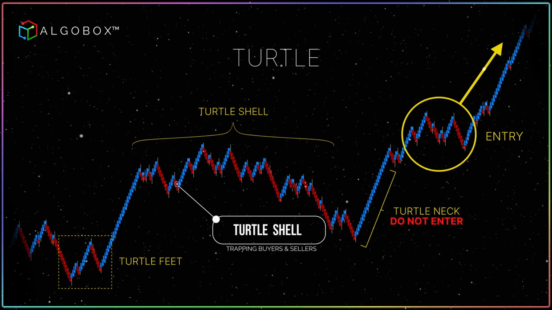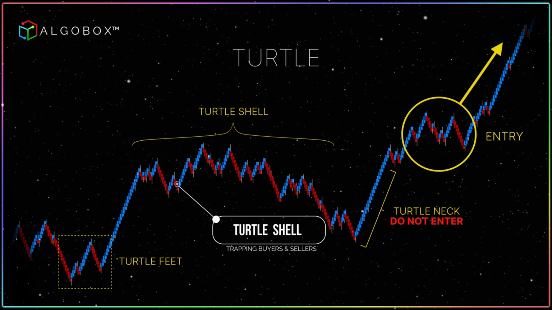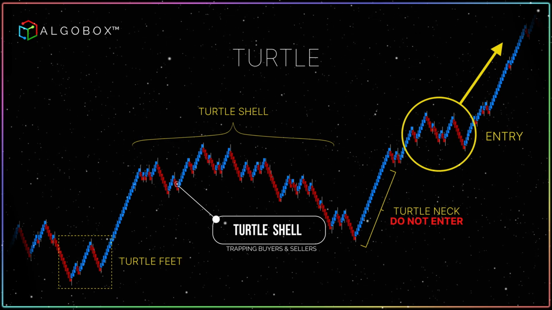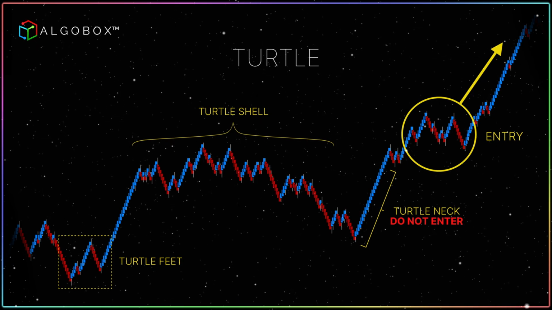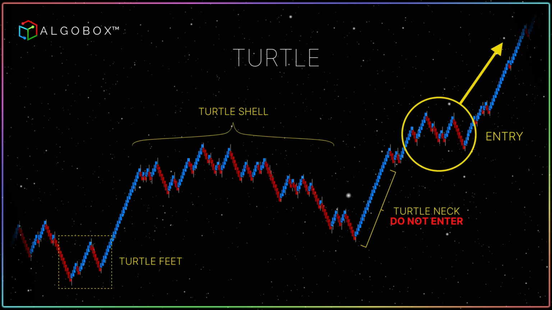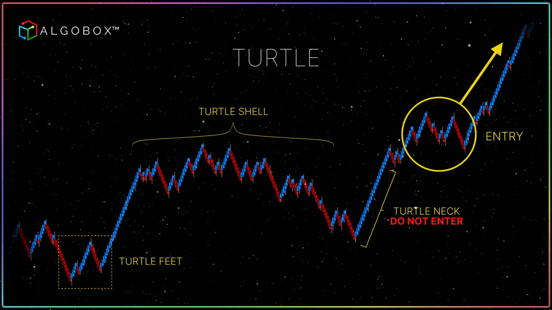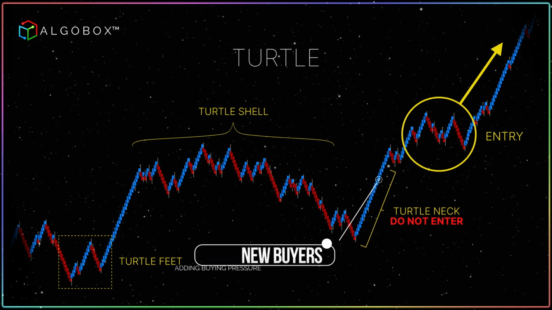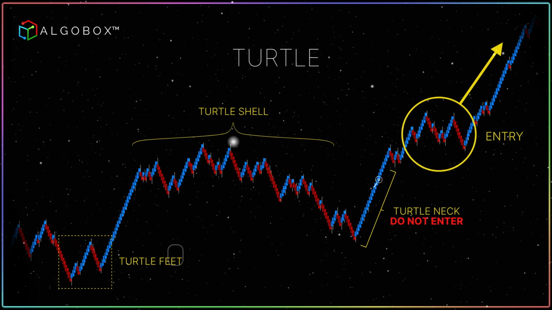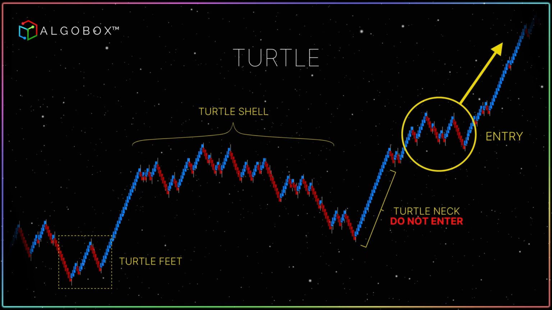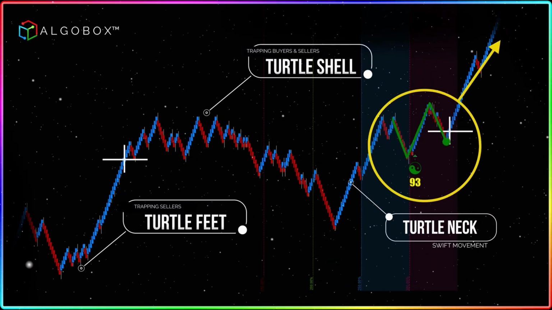As price rises, the turtle shell traps both buyers and sellers, causing confusion. Sellers place their stop losses above the shell area, adding pressure as price moves. As price comes back close to the turtle feet, new buyers may enter. Sellers near this area close their positions at a loss, adding buying pressure. The turtleneck marks the first swift movement, confirming the pattern.